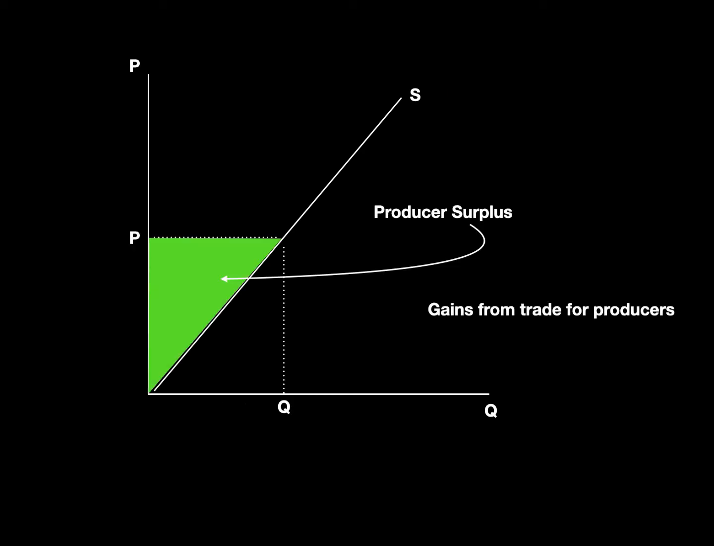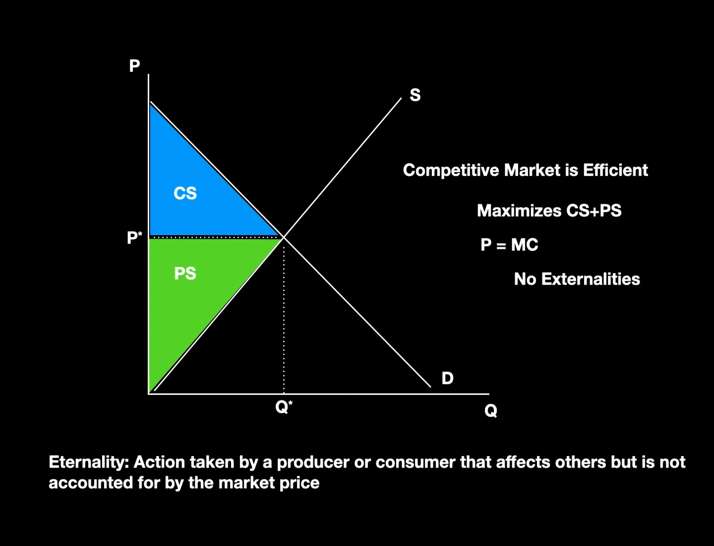In a competitive market, there are many suppliers, so the producer surplus is the area of the triangle below the market price and above the supply curve. This represents the gains from trade for producers. The competitive market is efficient because it maximizes economic surplus, or in other words, the sum of consumer surplus and producer surplus. Economic surplus is maximized because in a competitive market, the market price equals marginal cost when there are no externalities. If there are externalities, then the competitive market will not be efficient.